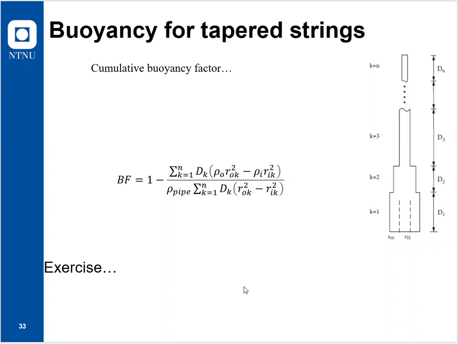Buoyancy. This is the formula for buoyancy for multi-sized strings. It is not very complex in itself. You just add all the different sizes and the buoyancy factor will come out. It's basically the single step that was shown before, but when you come to a crossover string, you need to do this stepwise exercise, following the parameters here.